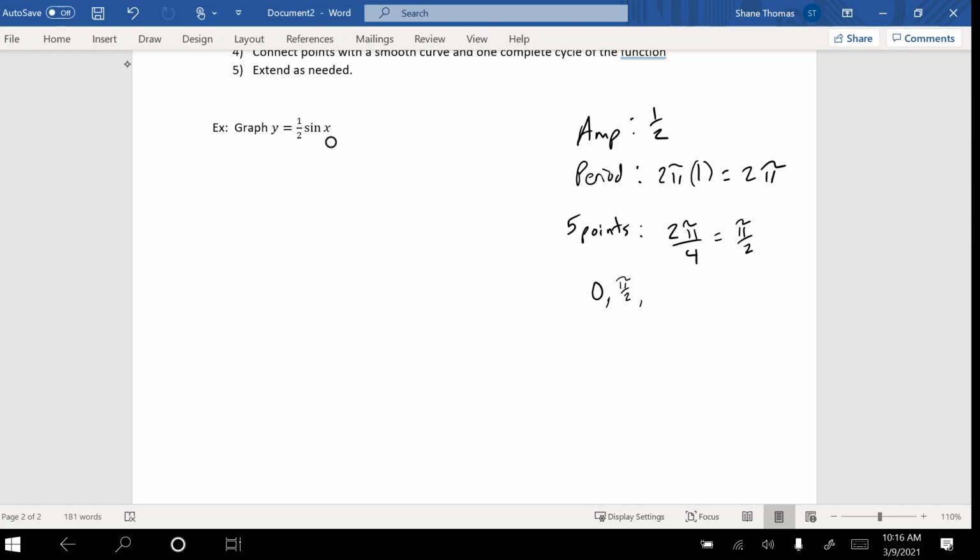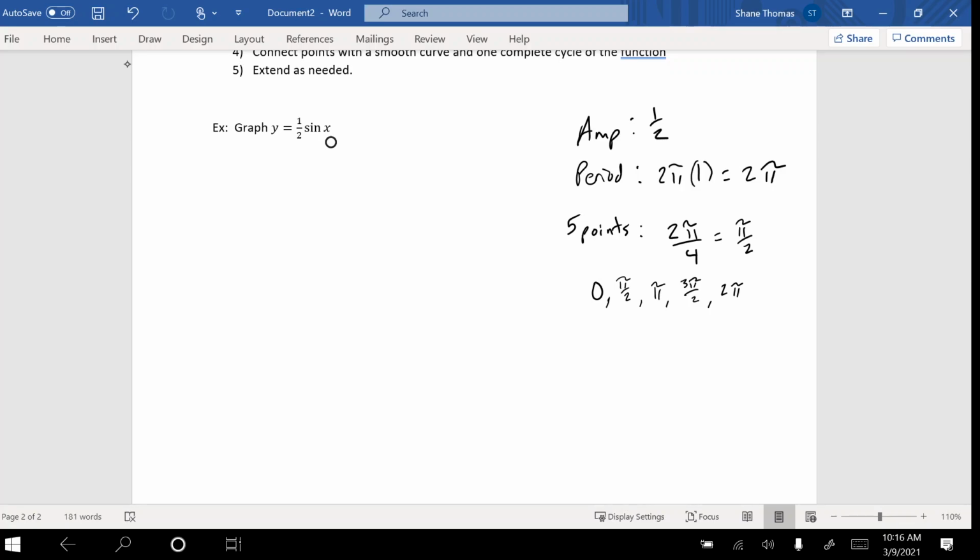Now just keep adding until I get to 2 pi. Okay, so pi over 2 plus pi over 2 is going to be 2 pi over 2, which is pi. And then pi plus pi over 2 is 3 pi over 2. And then lastly, 3 pi over 2 plus pi over 2 is going to be 2 pi. Okay, so there are my 5 key points.